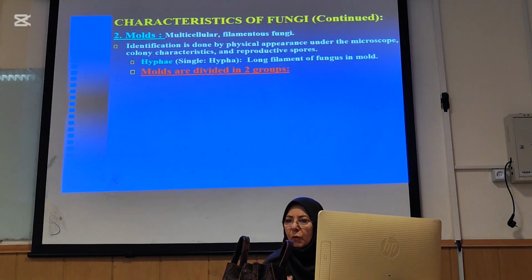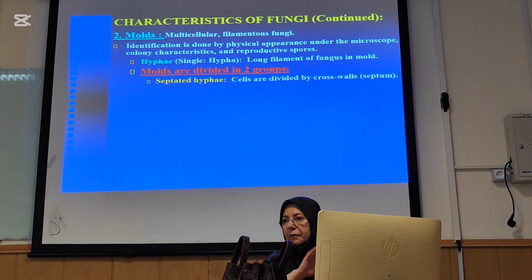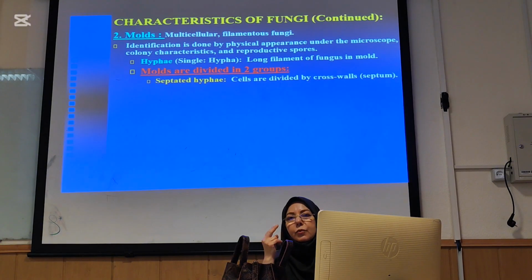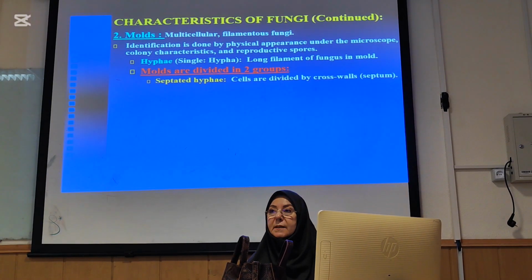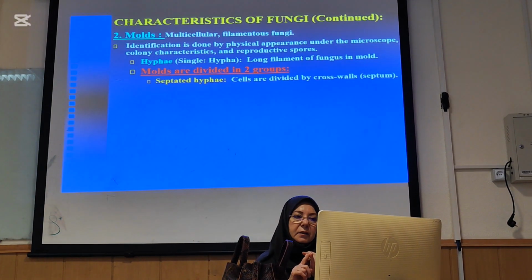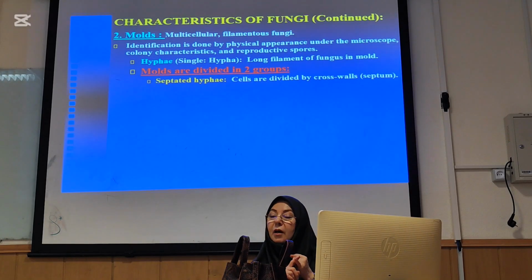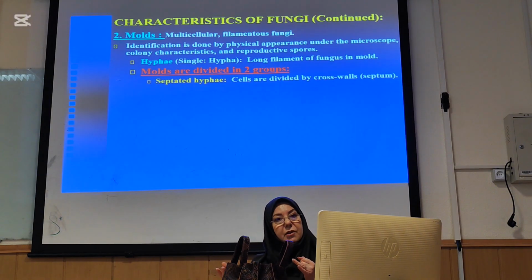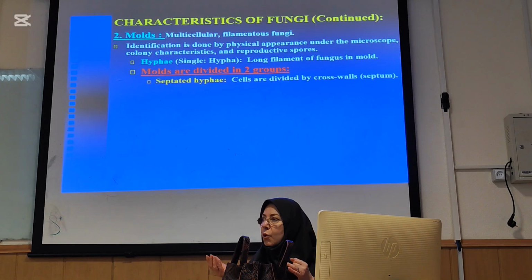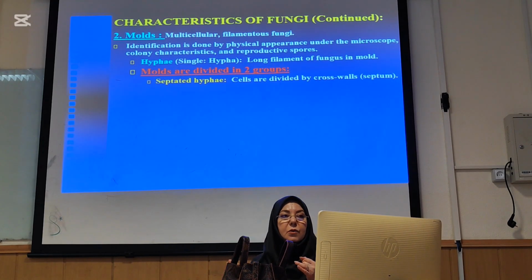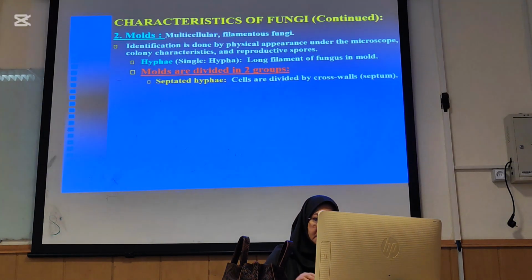All of the molds can be divided into two groups. The first group is called septated hyphae, and the other group is non-septated or aseptated fungi, which has another name, coenocytic hypha. So among the molds, you have two groups: septated hypha and aseptated or coenocytic hypha.